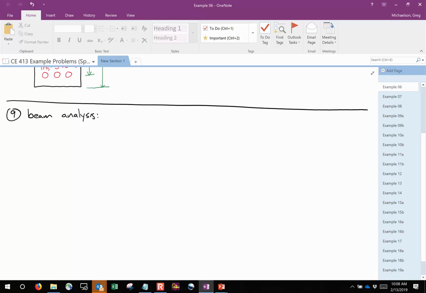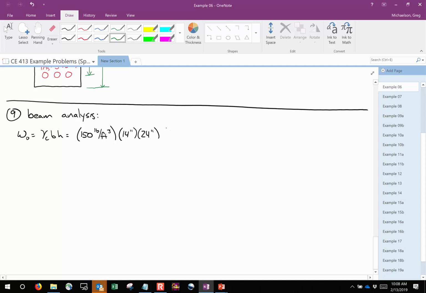So the first thing I'm going to do is go back to step number 1, and analyze this beam and determine an MU. The way I'm going to start is to ask, what's the self-weight? So it's gamma times B times H. Now we have a new B and a new H. So we've got 150 pounds per cubic foot. And then we've got, now what was B and H? I think it was 14 and what? And then we've got to throw a unit conversion in there, just like we did last time.